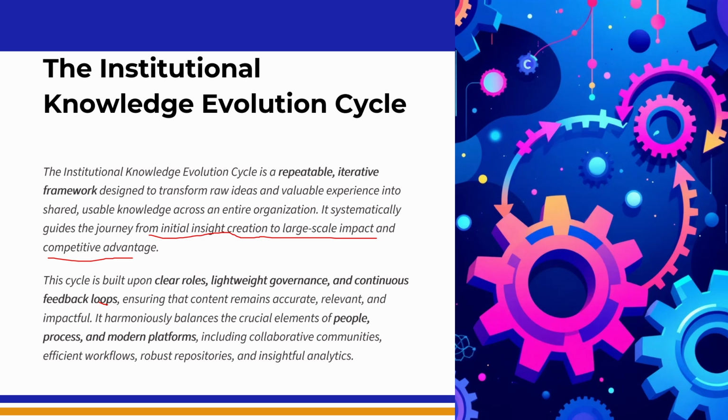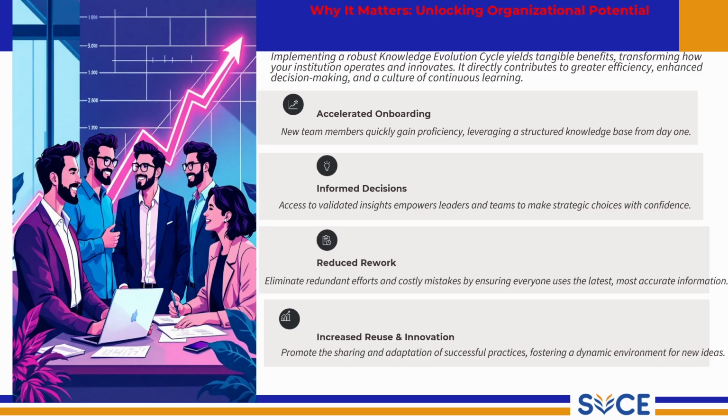It harmoniously balances the crucial elements of people, process, and modern platforms. That's a balance between the people who use knowledge, the process that manages it, and the technology platform that supports it. It includes collaborative communities, efficient workflows, robust repositories, and insightful analytics. These are the tools and practices that make the cycle practical: working together, storing the knowledge properly, and analyzing the data for better decisions. In the next slide, we will see why this knowledge evaluation cycle matters. So we are going through this.